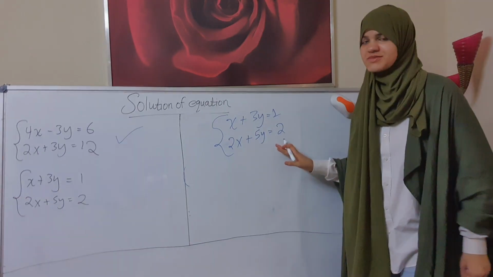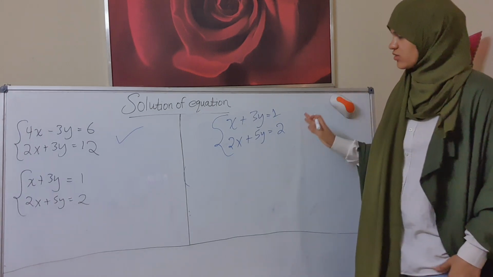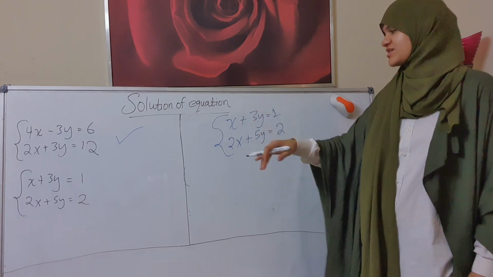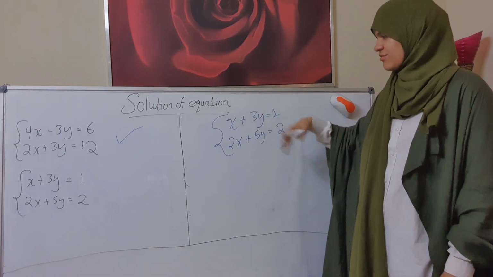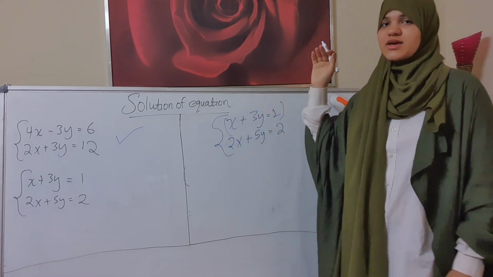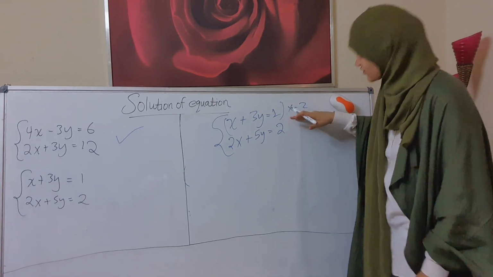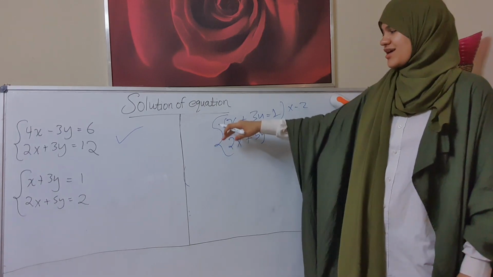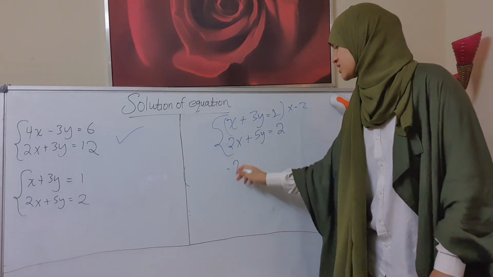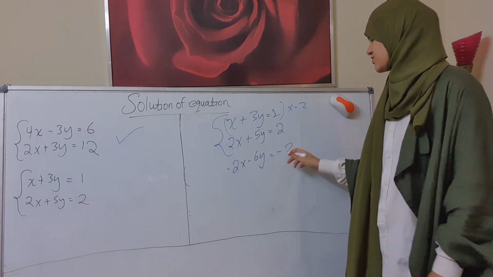Now we will also use the elimination method, where first of all we will try to cancel x by x, because the y coefficients here are 3 and 5. So we make x with x here too. That means the first equation will be multiplied by negative 2, because when we multiply negative 2 by x it will be negative 2x, and here negative 2x and here positive 2x, so they will cancel together. So that means negative 2x minus 6y is equal to negative 2.